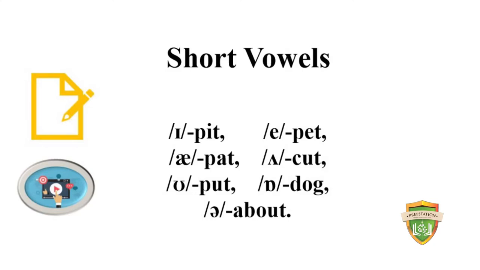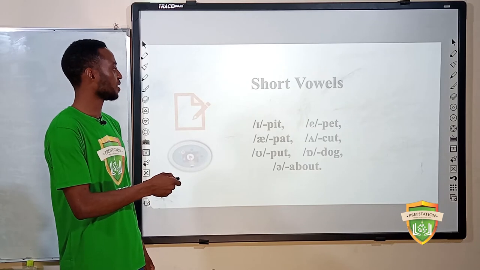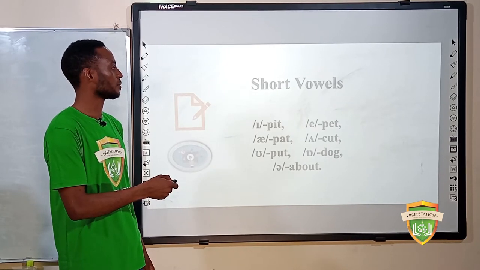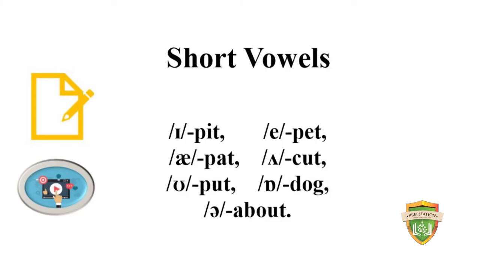I want us to look at the first one, which is the short E sound. This one, the short E, we articulate it as E, and it's realized in words like bit, pit, and other ones. Then the second one that I want us to look at is the short A sound, this particular one. The short A sound, for instance, you have bet, beg, peg, and other examples.